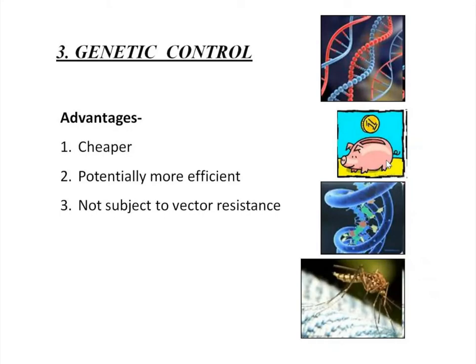Next, coming to the advantages of genetic control: it is cheaper, potentially more efficient, and it doesn't cause any vector resistance. It is still under research, but if it comes into implementation, it will be very good for controlling the vectors.